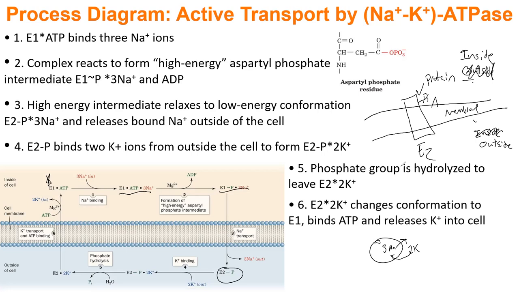Now we're in E2. Once we're in E2, we can now have our two potassiums bind that's on the outside of the cell. And when that happens, we lose that phosphate. So after potassium binds, the phosphate is hydrolyzed. And we're in E2 plus two potassium. And once that phosphate is gone, potassiums are free to flow out. So they flow out of the cell.